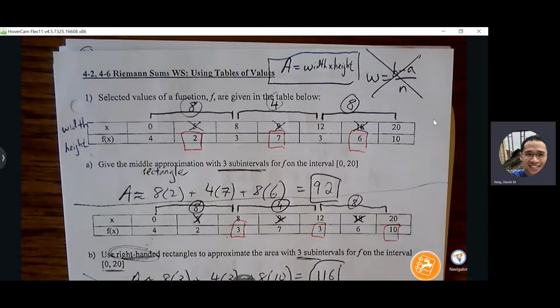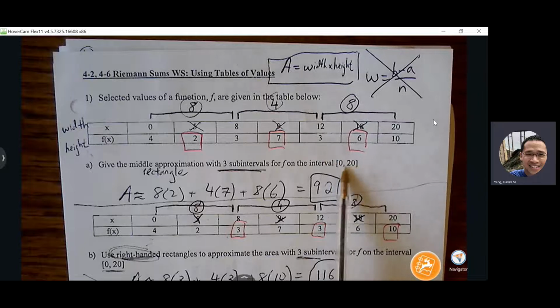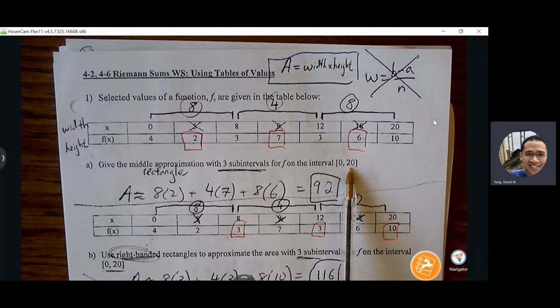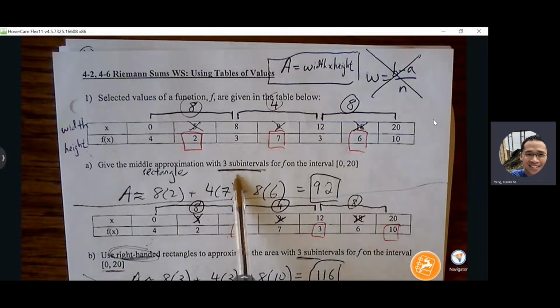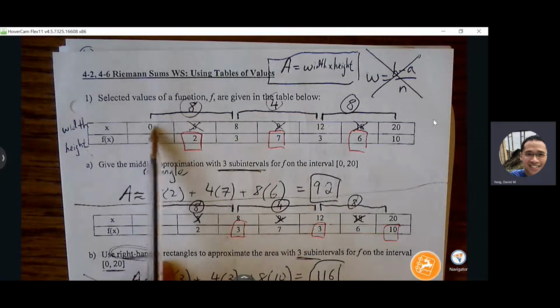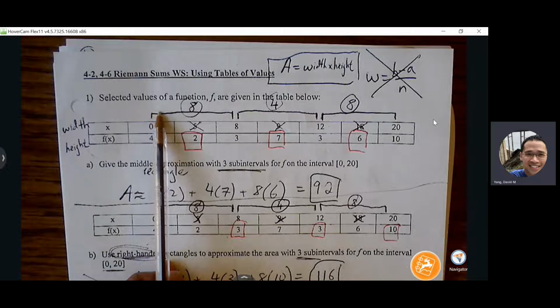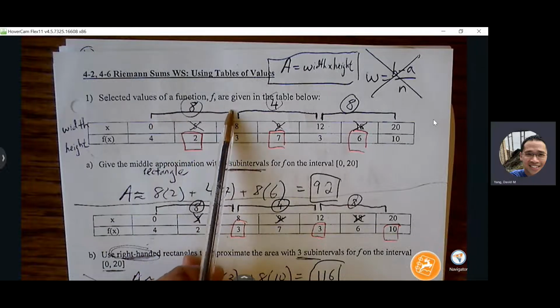Okay, so the next thing that we do is make sure that we understand that we are starting and ending with the appropriate interval, right? Not every problem is going to span the entirety of the order pairs that you see. So for part A, it says create middle rectangles with 3 subintervals. The first thing you want to do is just create your 3 subintervals. Every subinterval that you draw, make sure that you start at the middle of your first order pair, and you're going to extend to the middle of the order pair that ends your subinterval.